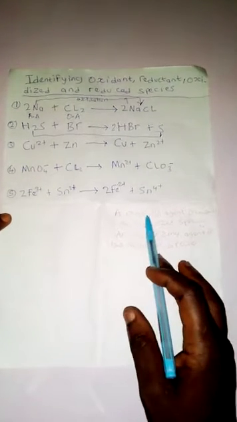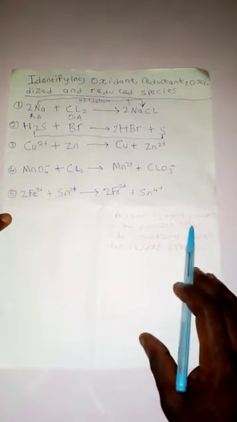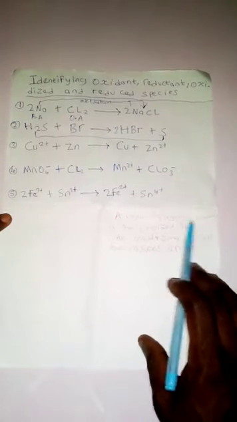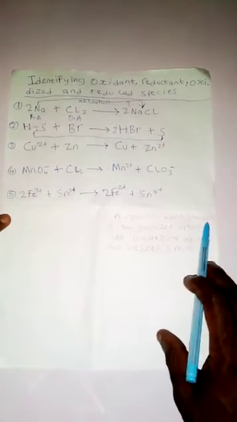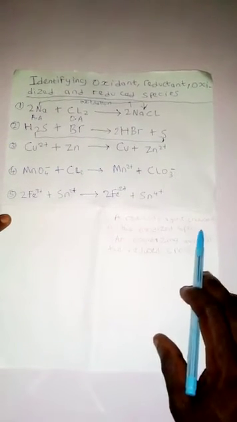Can you take note of what I just said? Any substance that undergoes oxidation is the reducing agent, while any that undergoes reduction is the oxidizing agent. Just take note of the definition. Also, as I wrote here, a reducing agent is the oxidized species. A reducing agent, also known as reductant, is the oxidized species. So any that is oxidized is the reducing agent.